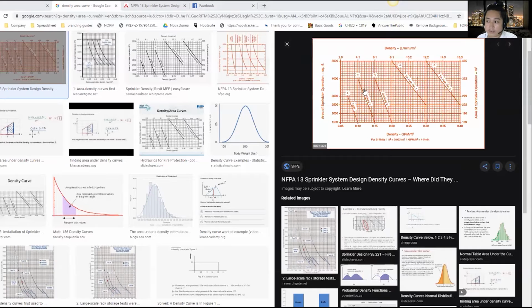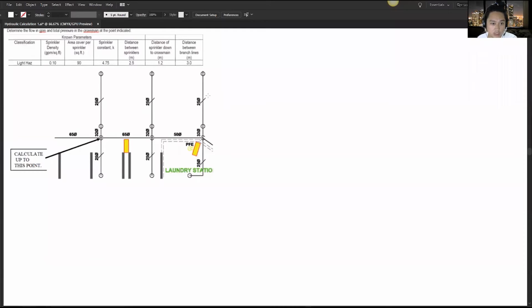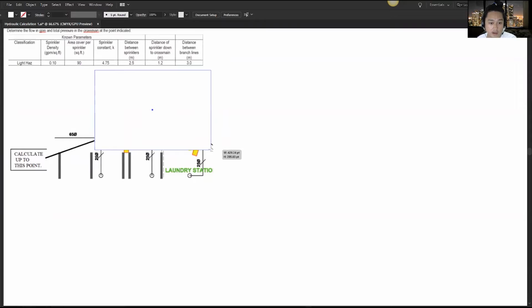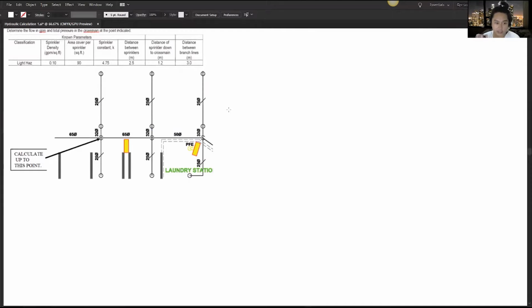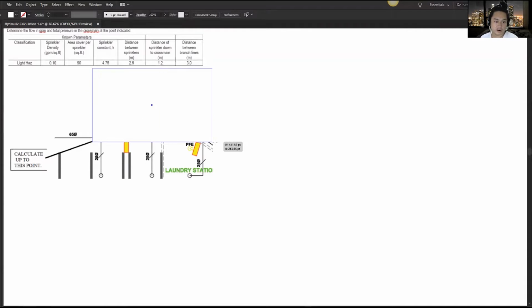Now if you've noticed, back to our problem, this is one of our assumptions: this part here is the remotest area in the sprinkler. Ideally, that has to be the 1500 square foot area, but in this case, since we're only calculating up to this point, we'll just consider this part here.